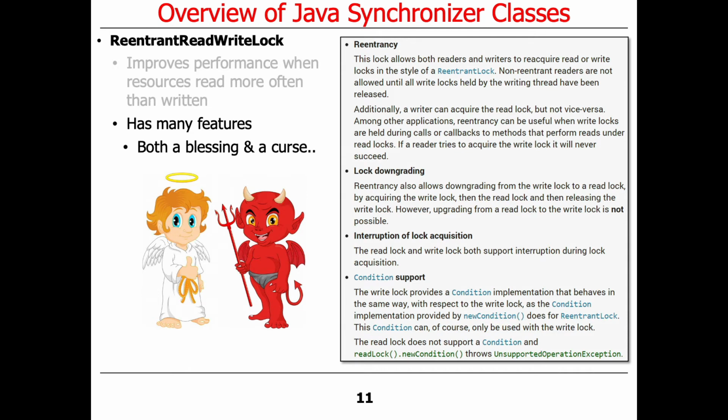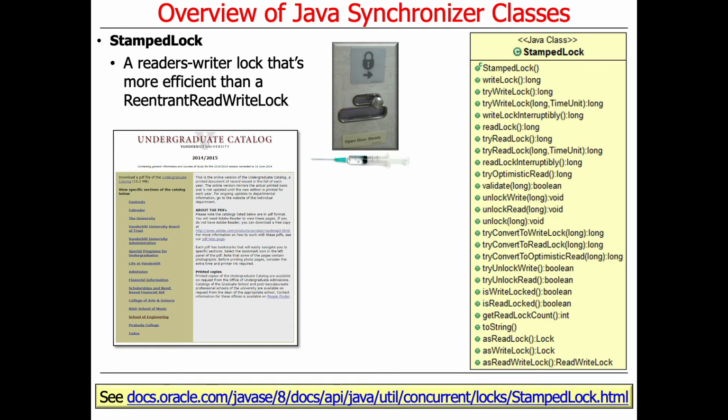Reentrant lock is very common, very useful. Reentrant read-write lock has a lot of features which are both a blessing and a curse. I won't talk about all these features in detail now, but it turns out that it's actually not very efficient. Because of the inefficiency of reentrant read-write lock, later versions of Java 8 introduced something called a stamped lock. A stamped lock is also a readers-writer lock, meaning that there can be multiple readers, but only one writer at a time. That's more efficient than a reentrant read-write lock. And it's really, really cool.